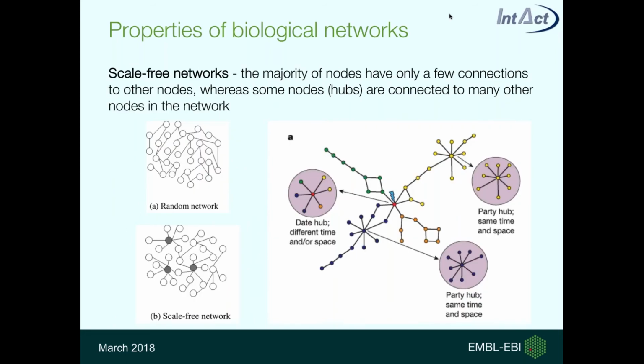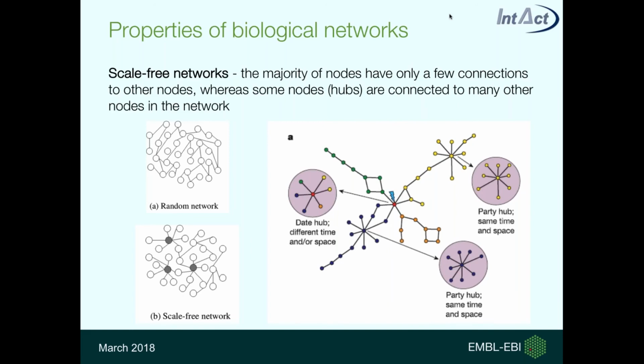In a scale-free network, the majority of the nodes have only a few connections, whereas some nodes, the hubs, are connected to many other nodes in the network. You can see an example here on the right-hand side, and there are two different types of hubs. There's the party hub, which describes a network of connected proteins that occur in the same space and time, so at the same point in the cell cycle in the same subcellular location.